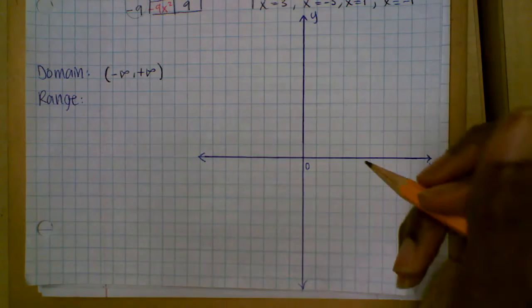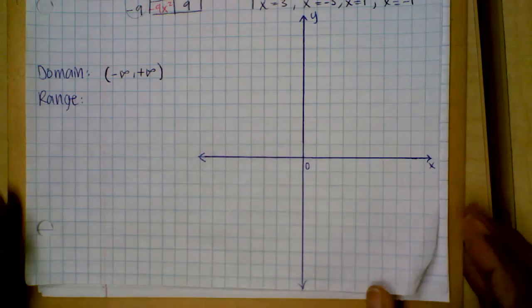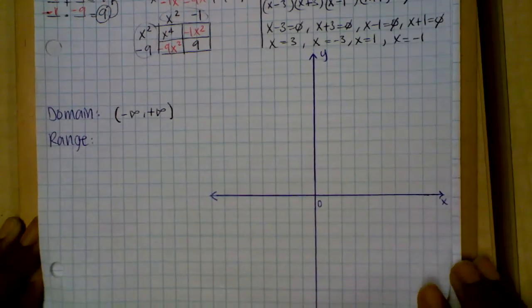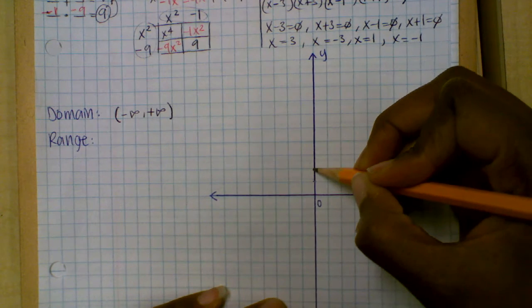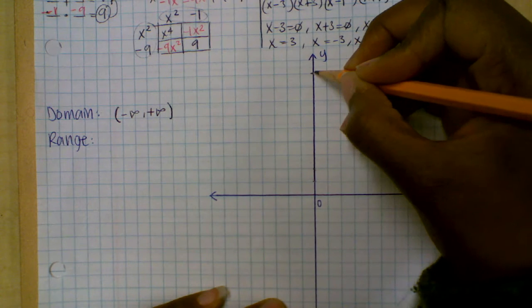Okay, let's start sketching the polynomial. So I'm going to label the y-intercept, and remember you identified the y-intercept to be at 0,9. Okay, and then for 0,9, let me see if I can use 1, 2, 3, 4, 5, 6, 7, 8, 9. Okay, I'm going to use 9 here.